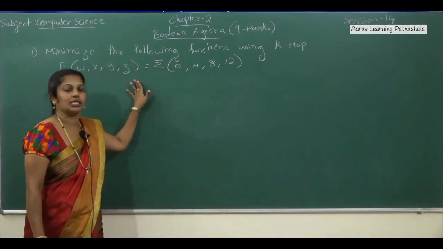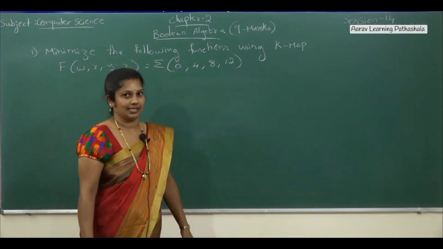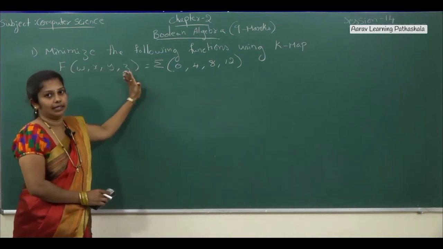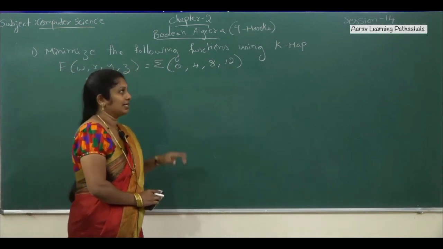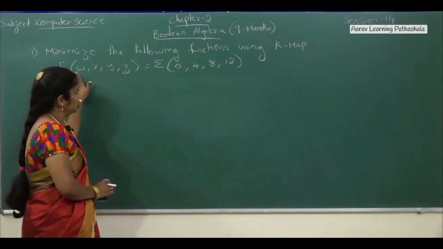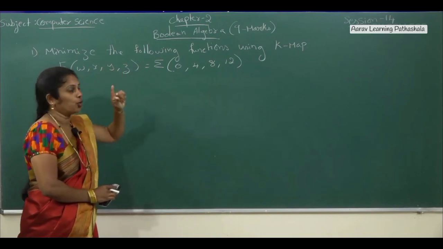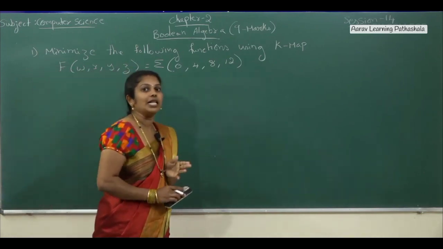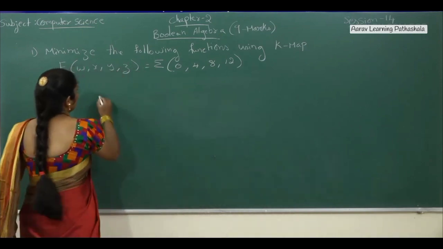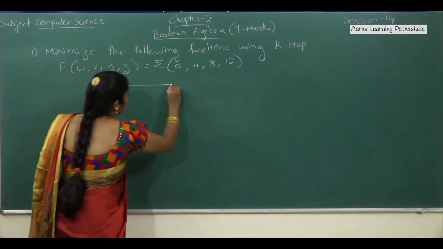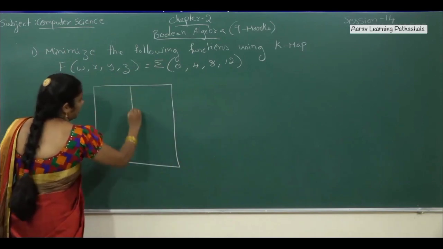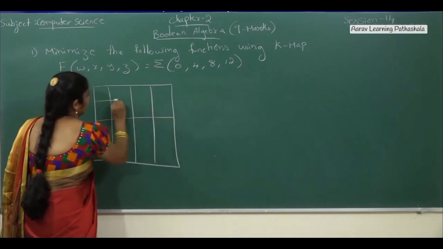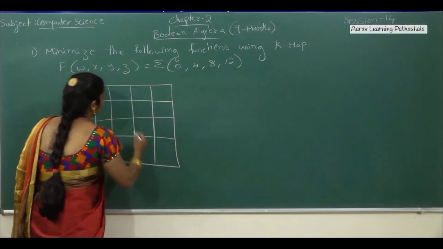First see whether the question is in Minterm form or Maxterm form. Then check how many variables there are. In this expression, we have 4 variables: w, x, y and z. Then you have to identify how many cells we require. Here we have 4 variables, so first you have to write the K-map cells.